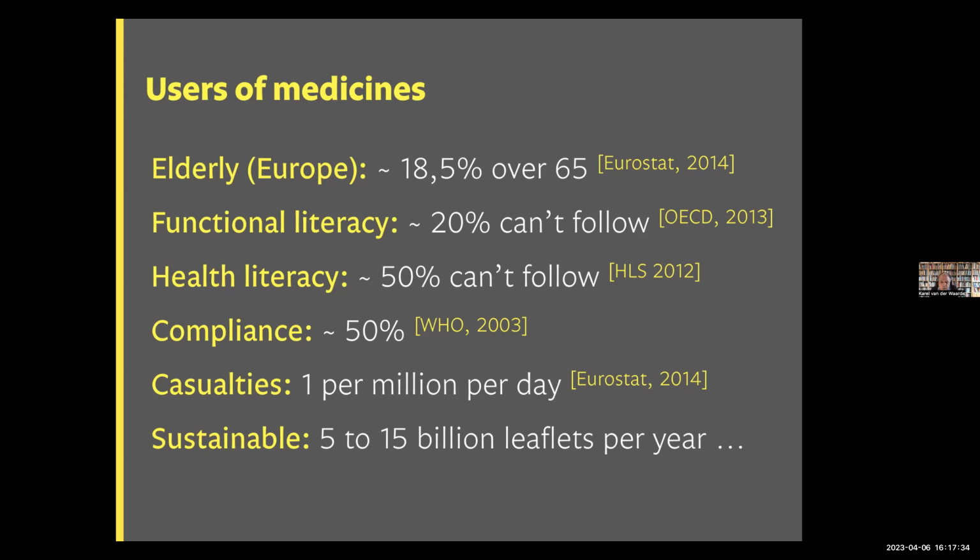Casualties, at the moment, about 1 person per million per day dies because of wrong medicine use. That's a ballpark figure again, but that seems to be fairly accurate. So in the Netherlands, with 17 million people, 17 people die today because of poor medicine use. And in Europe, we produce between 5 and 15 billion of those leaflets every year, and they're not effective. So that's simply not sustainable.